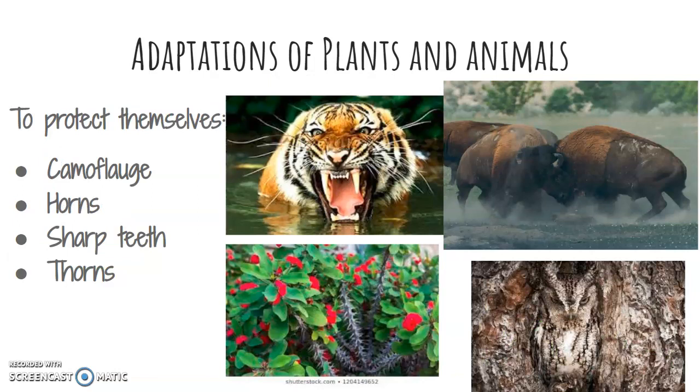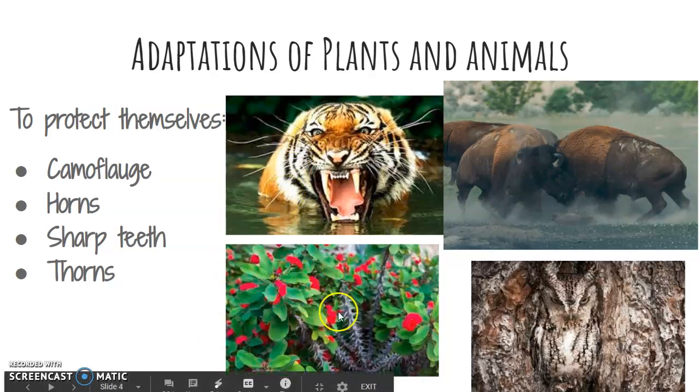Another adaptation that animals would have would be in order to protect themselves. So with that being said, we can talk about camouflage again, because animals can use camouflage to not only find prey, but to also protect themselves from a predator. So we have our picture of an owl down there that's hiding in a tree. We know that animals have horns, so we've got our picture of our two animals up there that are kind of fighting, and you can see their horns. Sharp teeth on the tiger there, and then our plant down there at the bottom has lots of big thorns that you can see.